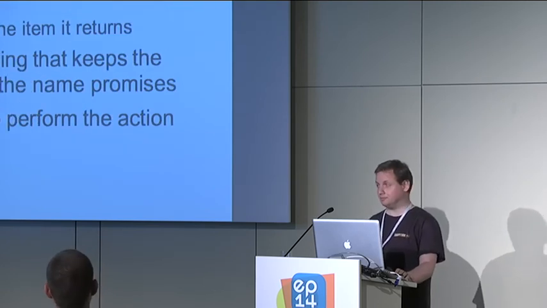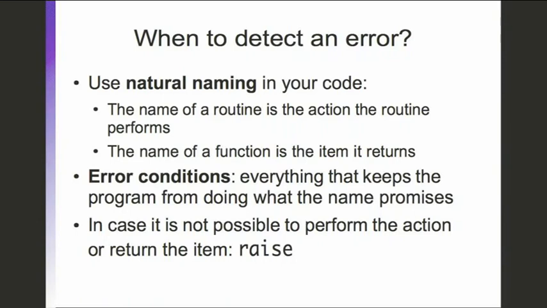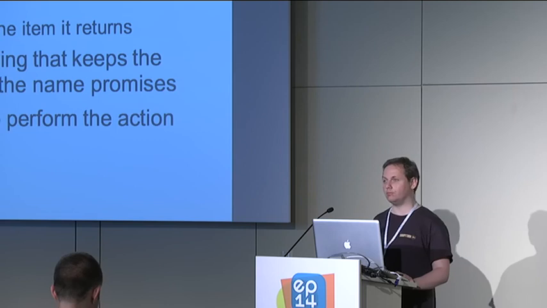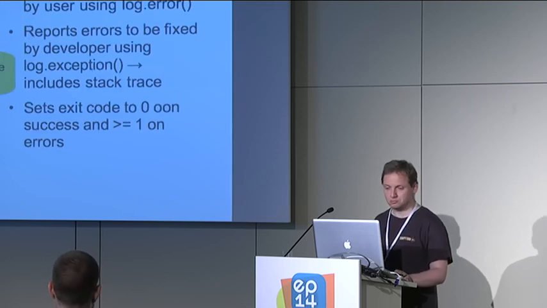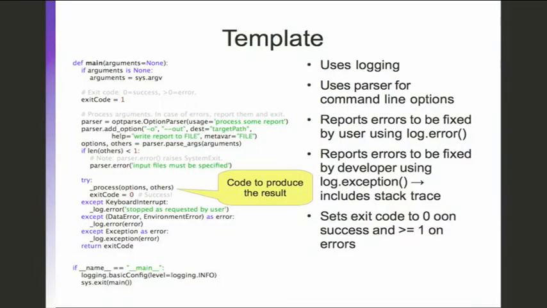When do I detect an error? Well, it's pretty easy if you use natural naming in your code. It means the routines in your code have the same name as the things they are supposed to perform, and functions have the name of the things they are supposed to return. Because then an error condition is when it cannot do the thing it's supposed to perform, as the name suggests, or it cannot return the result it's supposed to return. That's an error condition. And in that case, you just raise. Or assert.